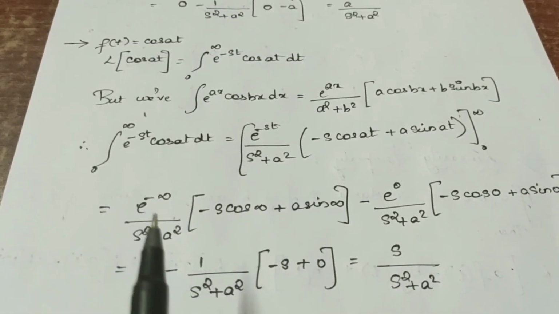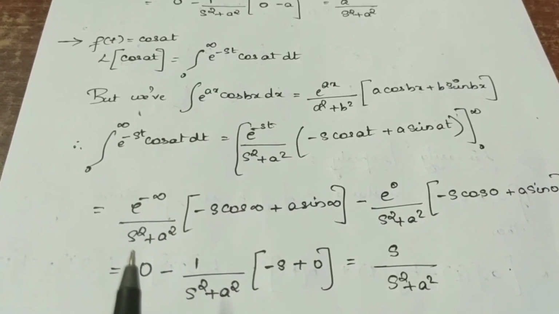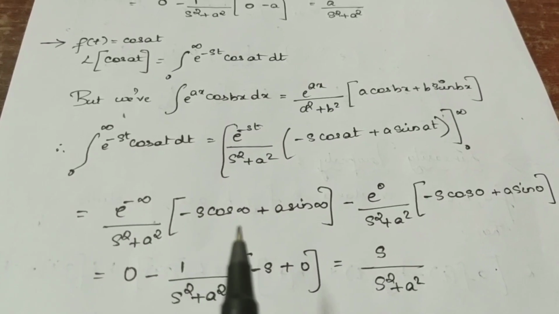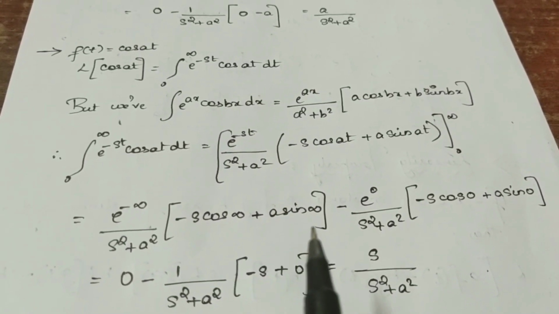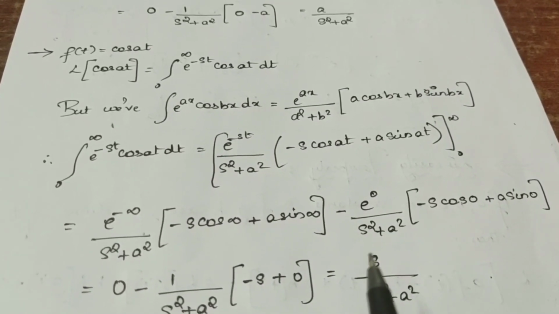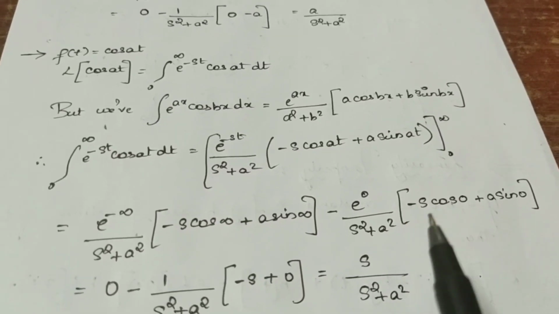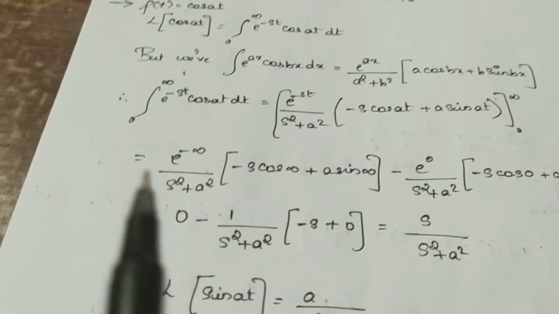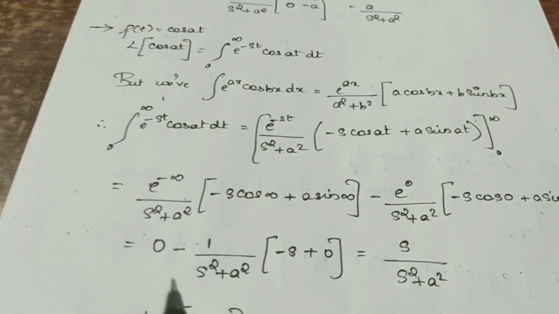Then it becomes e raised to minus infinity by s square plus a square. This is after applying the limits. Minus s cos infinity plus a sine infinity, minus e raised to 0 by s square plus a square into minus s cos 0 plus a sine 0. E raised to minus infinity is 0. This whole term becomes 0.